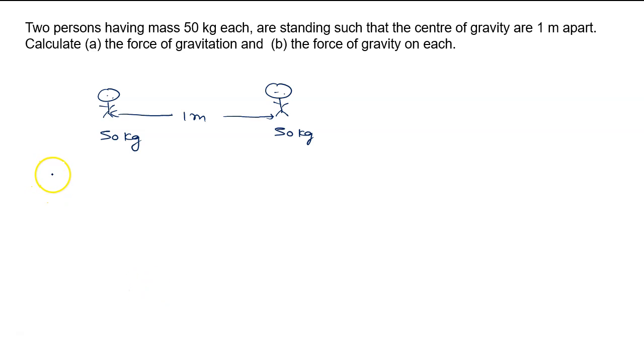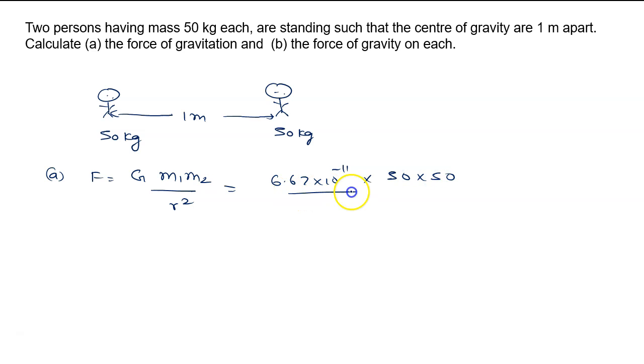So first of all we have to calculate the force of gravitation. We know force of gravitation is calculated by the formula F equal to G m1 m2 upon r square. Value of the capital G is 6.67 into 10 raised to power minus 11. m1 is 50 kg, m2 is 50 kg. r is the distance between these two objects, that is 1 meter, so it is 1 square. So you will calculate it and you will get 1.67 into 10 raised to power minus 7 Newton.